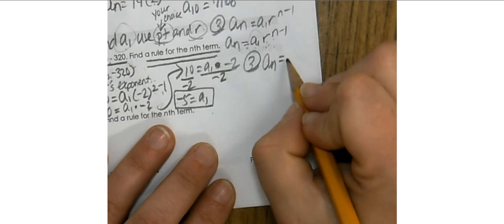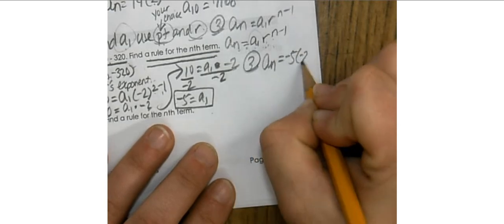I have my r value. Now I'm ready to write my equation, which is step 3. Step 3, I'm going to write my equation as a sub n is equal to my first term, which is negative 5, times my r value, which is negative 2, raised to the n minus 1 power. And that is it. That's my answer.